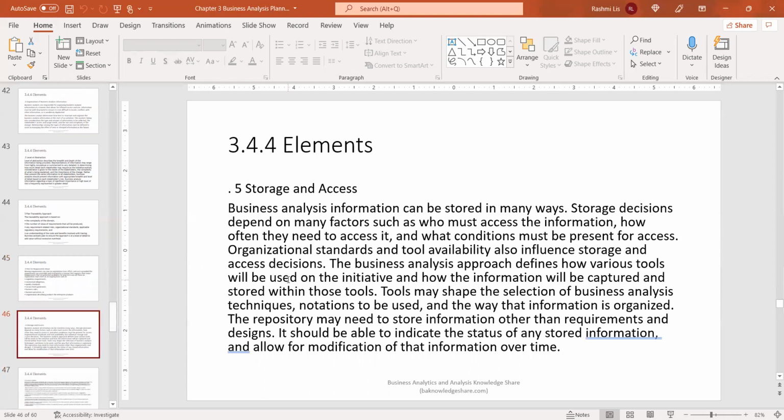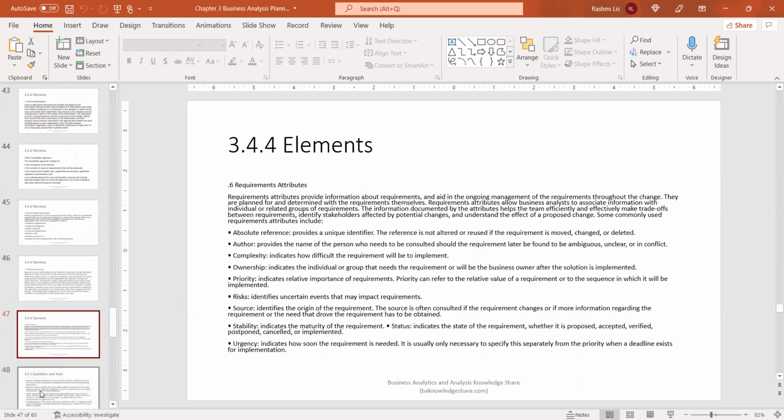Storage and access. I'm not going to go through this in detail, but it's really about understanding how long certain artifacts need to be stored, and what sort of decisions need to be made around storage of that information. Those need to be determined as part of this task.